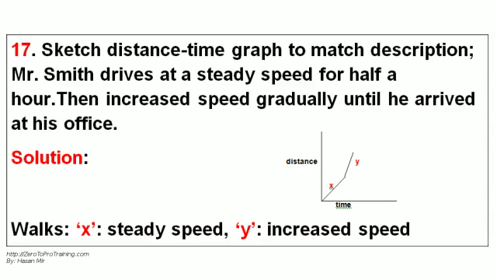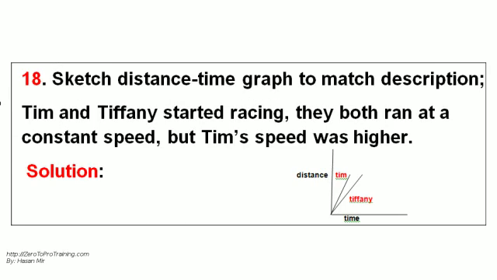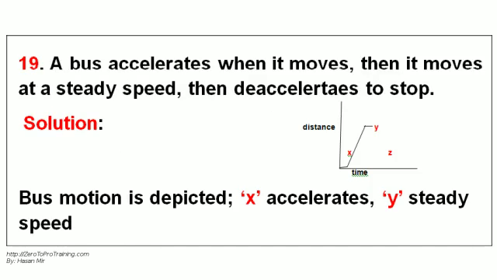Next slide, exercise 17: Smith's walks depicted. X, steady speed; Y, increased speed. Next slide, exercise 18: Tim and Tiffany racing at a constant speed, depicted. Tim's speed was higher, same distance, shorter time than Tiffany. Next slide, exercise 19: bus motion depicted in image. Part X accelerates and part Y steady motion.